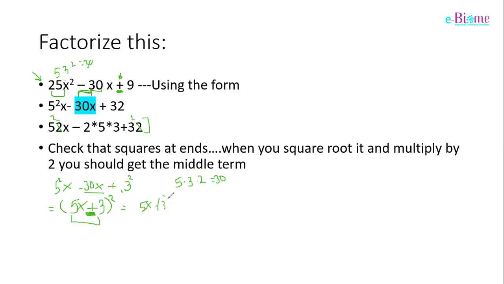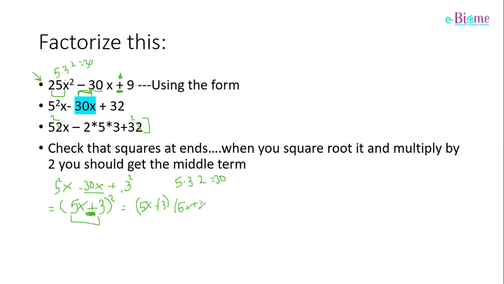This might take a while, so I probably won't go through all of it because I wanted to start completing the square. But if anybody can work it out quickly, you should see that we get back the 25x squared minus 30x plus 9.